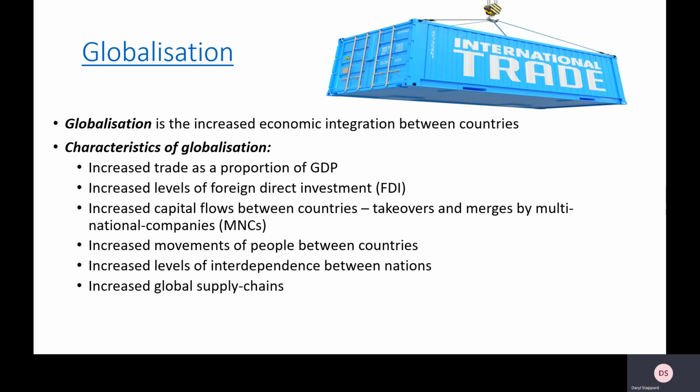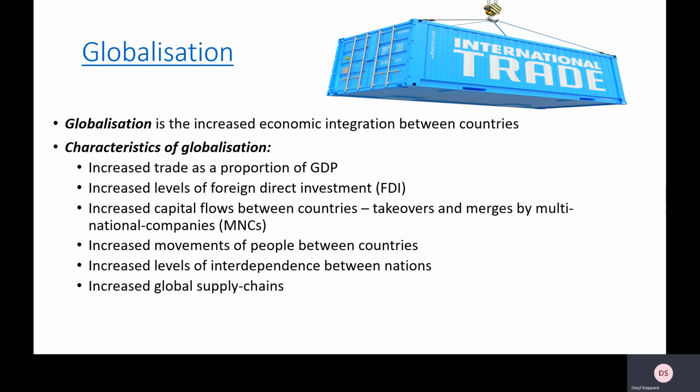Now, another link to this, though, is something we call foreign direct investment. And this is where firms or governments or people from across the world invest heavily into each other's economies. And that could be to tap into new markets in different countries. It could simply be to generate profits from investments overseas. So again, that leads to that increased interdependence and integration of the global economy.